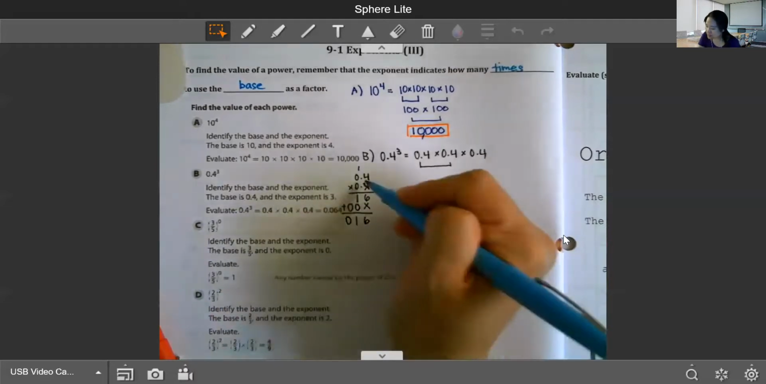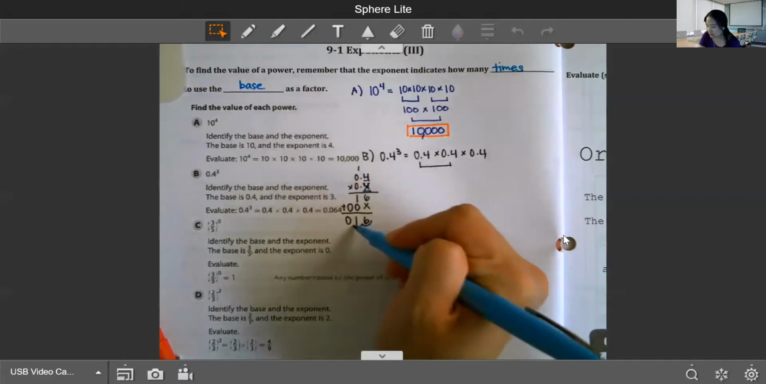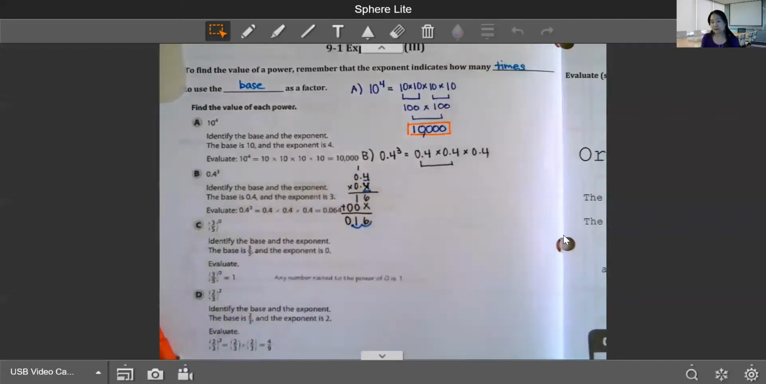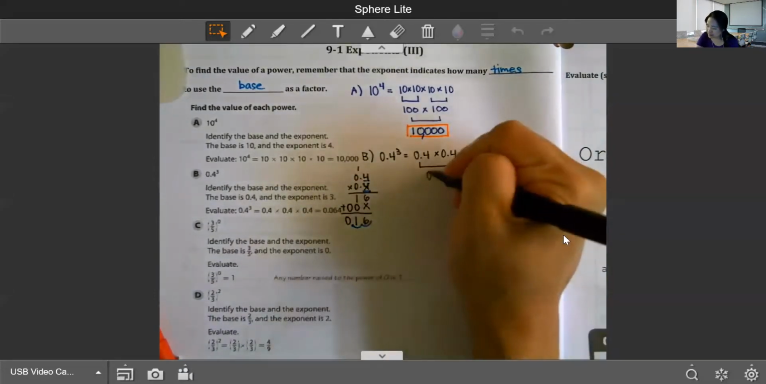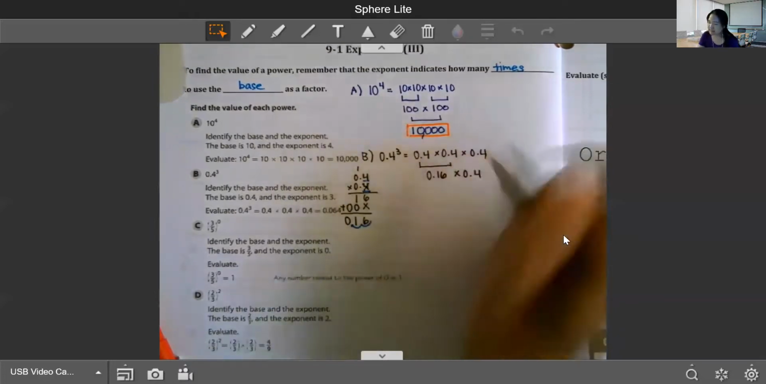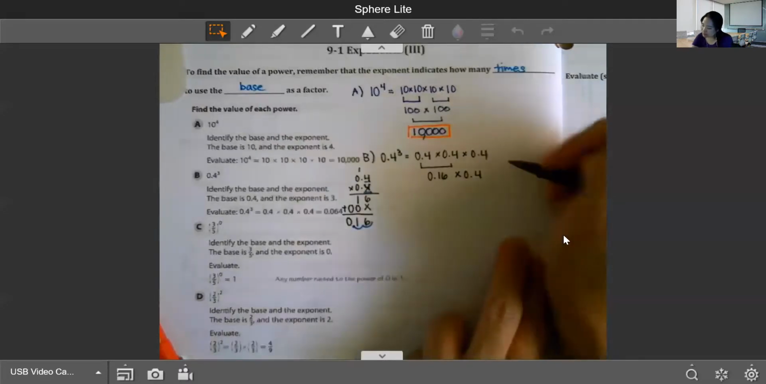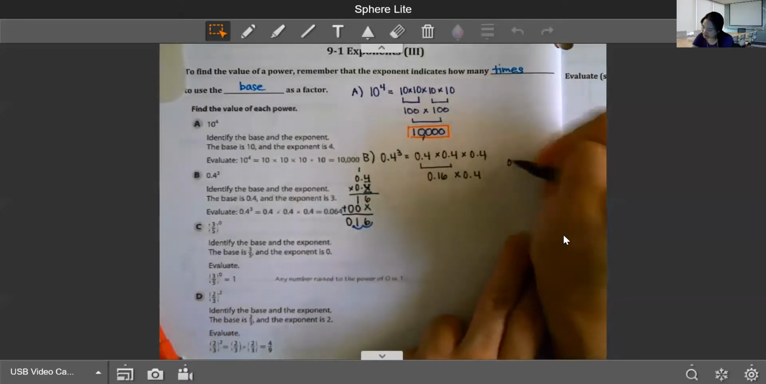Count the number of decimal places. I have 2 decimal places. So I'm going to move it over 2 times to the left. But that's not the answer, because I still need to bring down and multiply 1600 times 4/10. So now I'm going to do that work on this side.